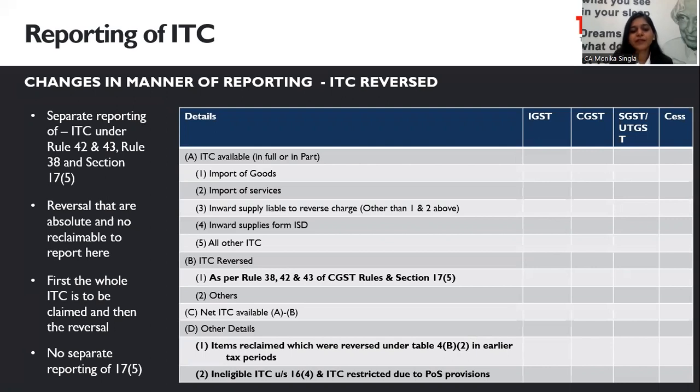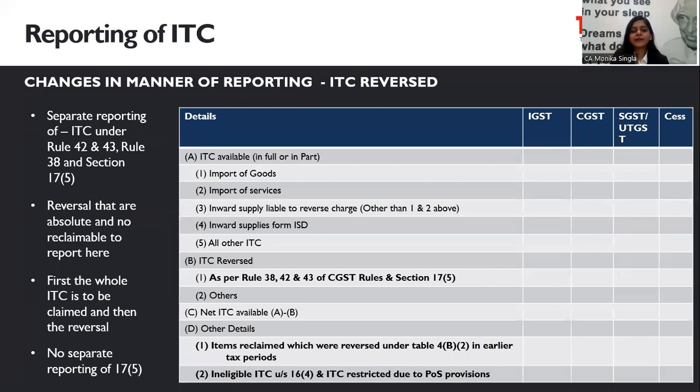And under 4B2, the reversals made on other accounts are to be shown, like the reversal made on account of Rule 37. So if you claimed the credit on certain invoice and you did not make the payment to the vendor within 180 days, the ITC earlier claimed is required to be reversed. So that reversal will be shown in table 4B2.